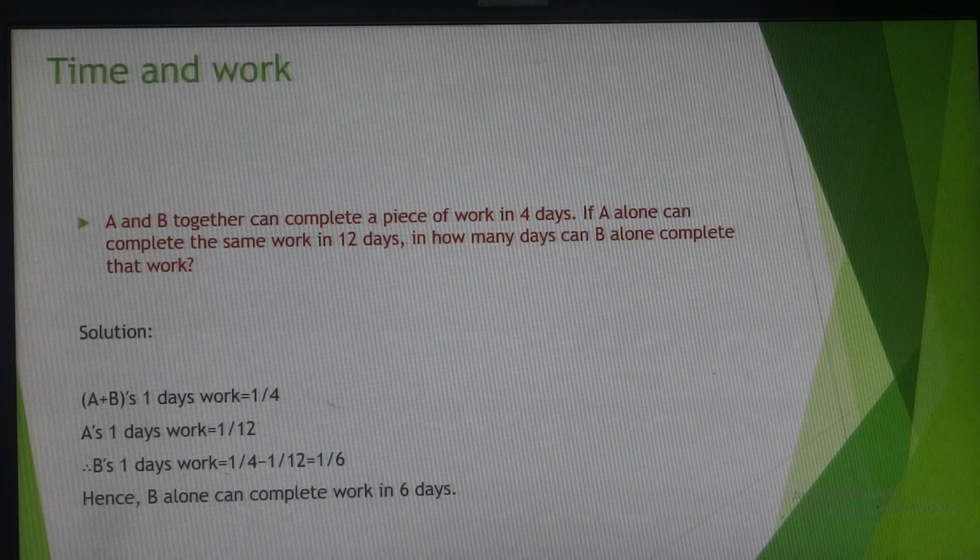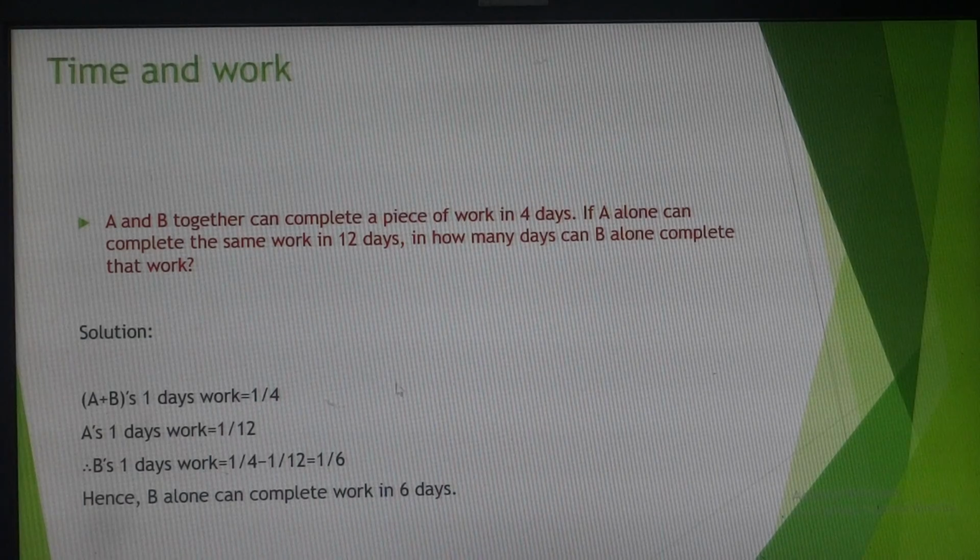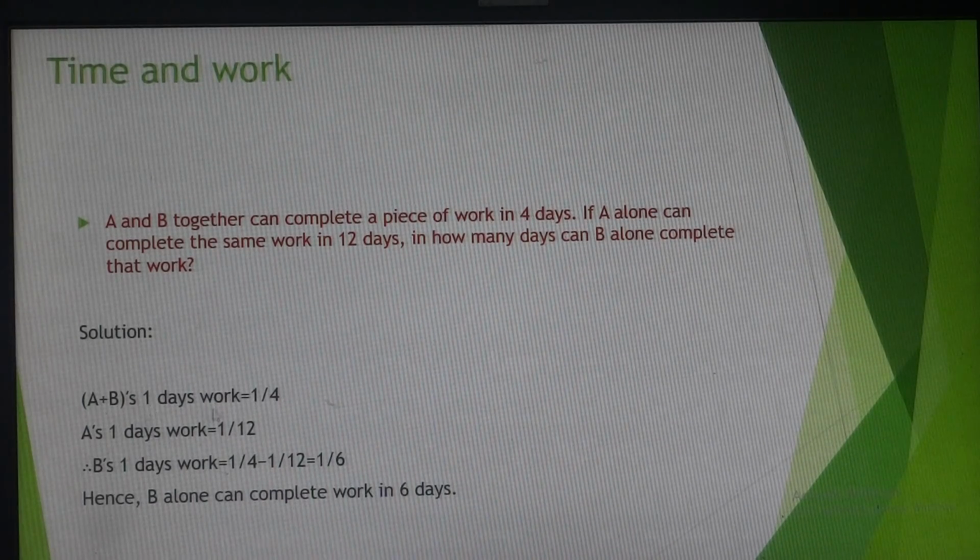Here A and B can together complete the work in 4 days. So the work done by A and B in 1 day is 1 by 4. A alone can complete the work in 12 days, so in 1 day it's 1 by 12. How many days will B take alone? Combined is 1 by 4, A's is 1 by 12.